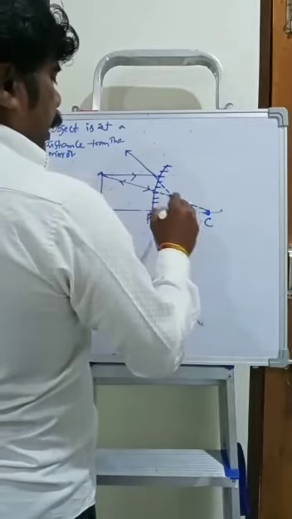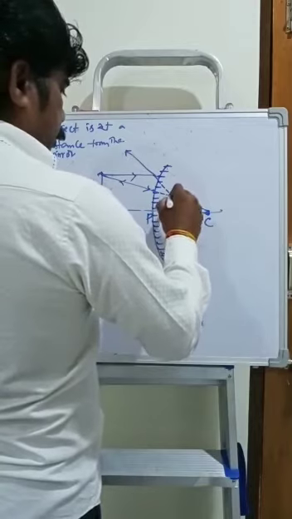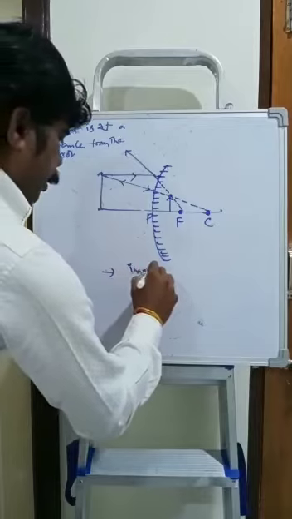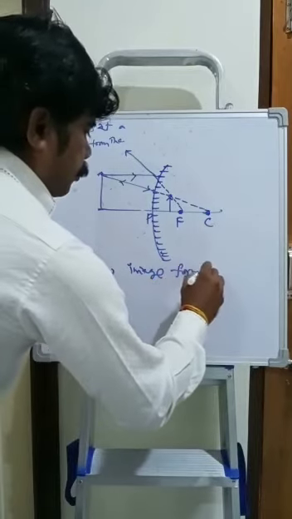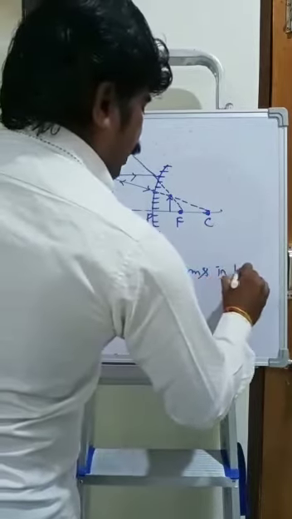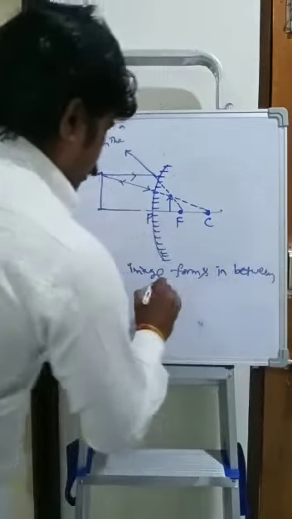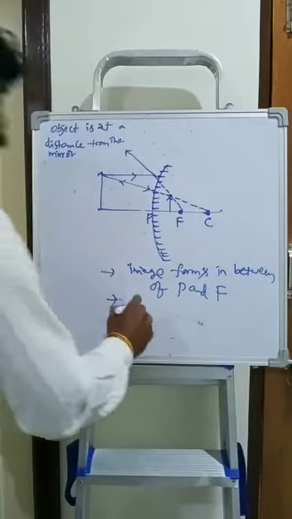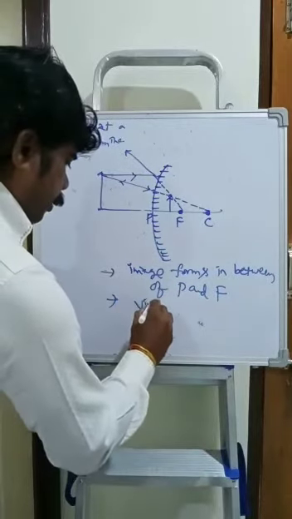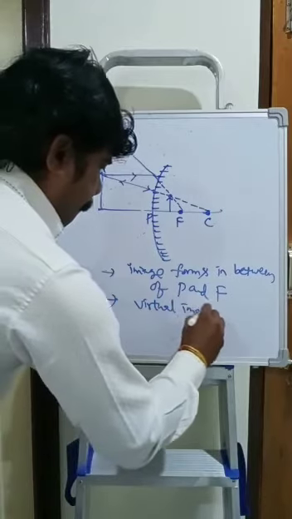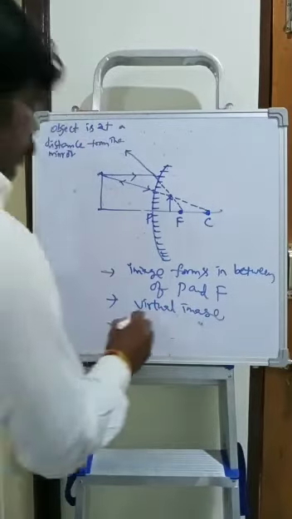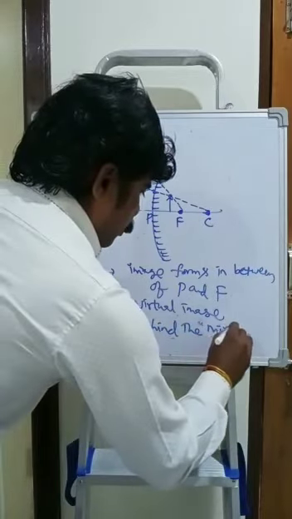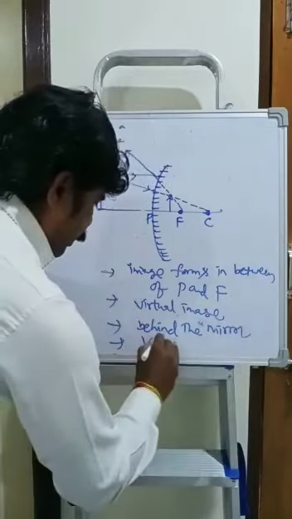Image forms in between P and F. So the image forms in between P and F, and it is a virtual image behind the mirror. So V is negative.